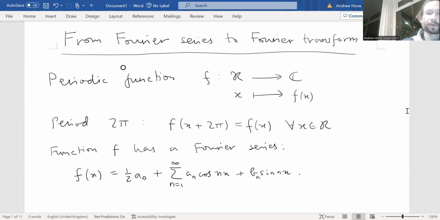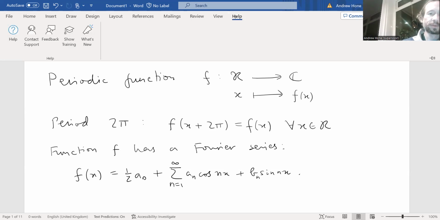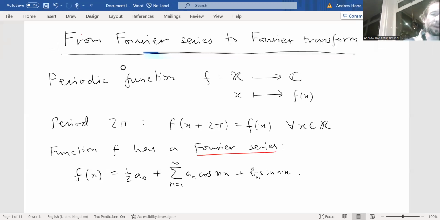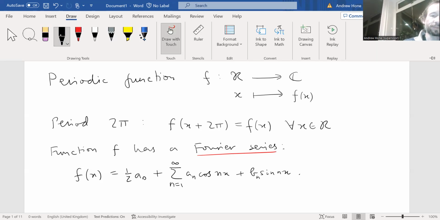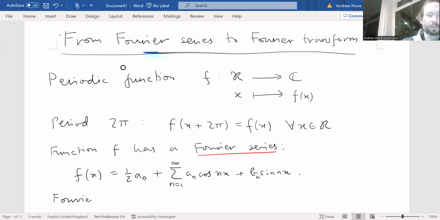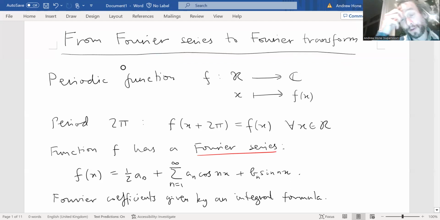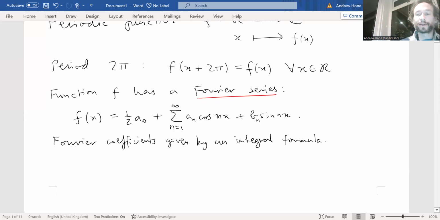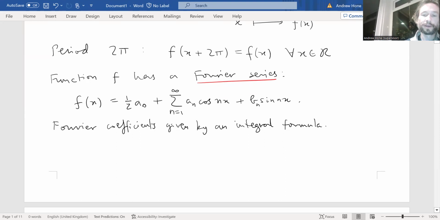So these things, a n and b n, are the Fourier coefficients. And the Fourier coefficients are given by an integral formula. I'm not going to write down the integral formula, but what I'd like to point out is that it's something that perhaps you didn't study when you studied Fourier series.